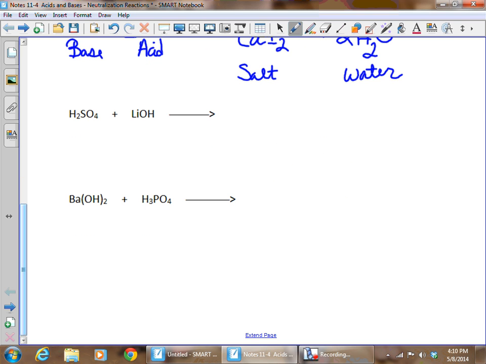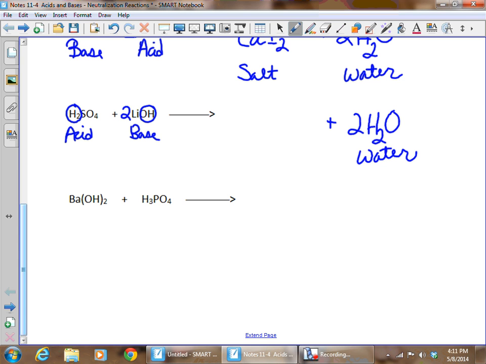The next one, H2SO4 plus lithium hydroxide. See if you can do that one yourself real quick. Hopefully you tried that. Lithium hydroxide is a base. Our H2SO4 is an acid. Notice that we've got two hydrogens and one hydroxide present in this. So hopefully you notice that we're going to need two of the lithium hydroxides in order to make this balance correctly. And that's going to give us two waters. Two hydrogens and two hydroxides gives us two waters.